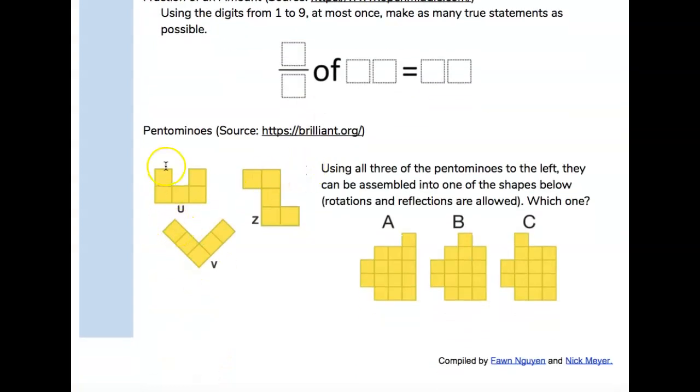Pentominoes. Using all 3 of the pentominoes to the left, U, V, Z, they can be assembled into one of the shapes below. It says rotations and reflections are allowed, so you can move them around.